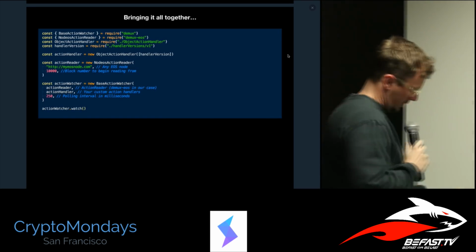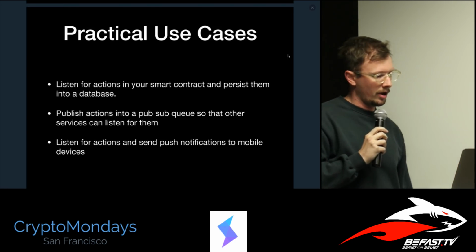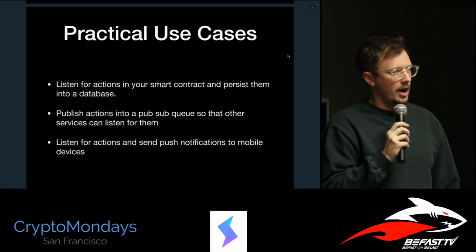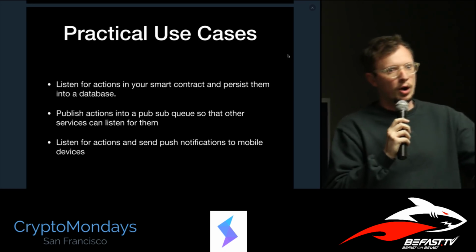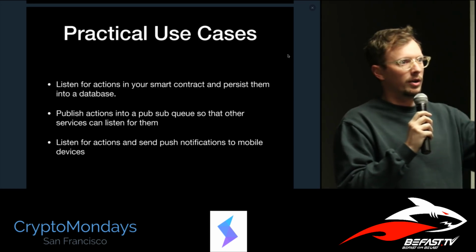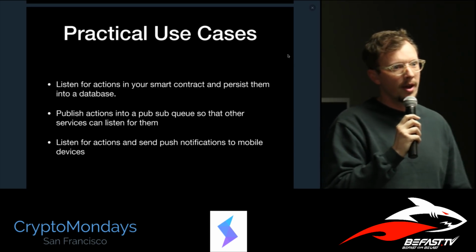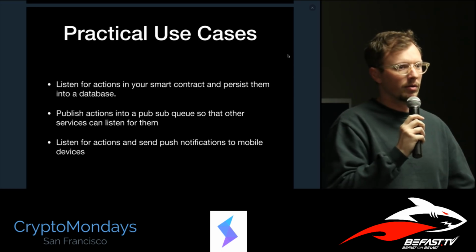So some practical use cases. I've mentioned a few of these already, but say you have some sort of social media app, and there's two things. There's a post action, where you're creating new posts, and there's a like action. So you could listen to both of these and then persist them to your own database, so you can query them in whatever way you want.